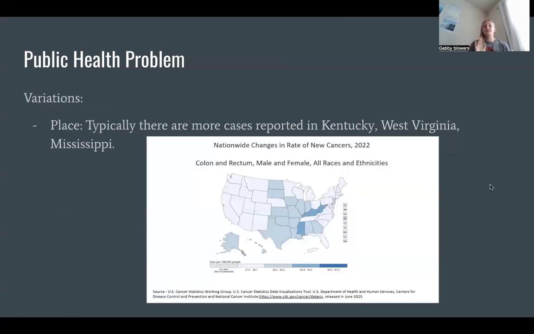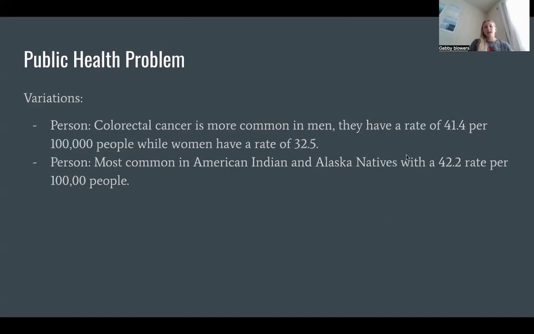So the places that the most cases were reported are Kentucky, West Virginia, and Mississippi, as you can see in the map below. Those ones are the darker blue. As for variations in the type of people who have it, colorectal cancer is more common in men, with a rate of 41.4 per 100,000 people, while women only have a rate of 32.5. It's most common in American Indians and Alaska Natives with a 42.2 rate per 100,000 people.